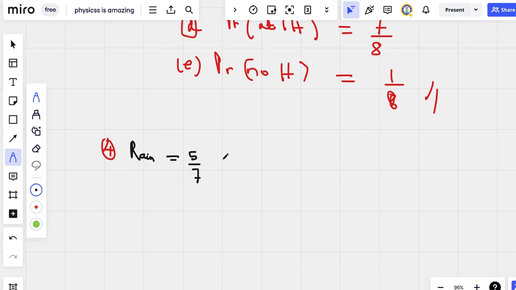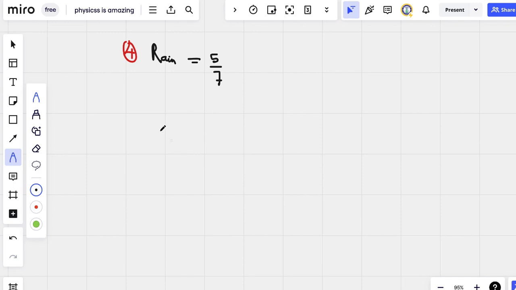Now, it says using the tree diagram, show all the possible combinations for 2 consecutive days. So it rained on one day, so we're going to have rain or no rain. So we say day 1, then we have day 2, then we have outcome, right?